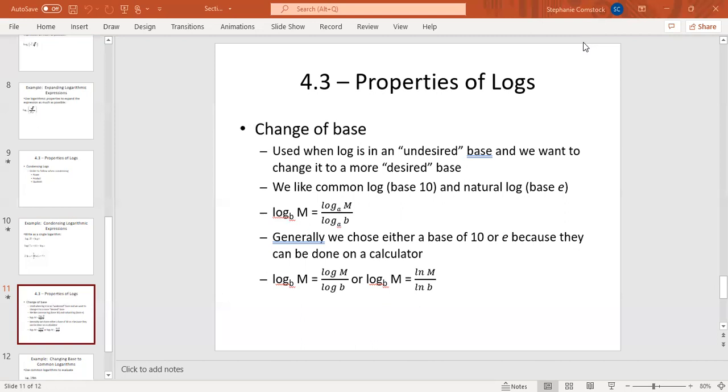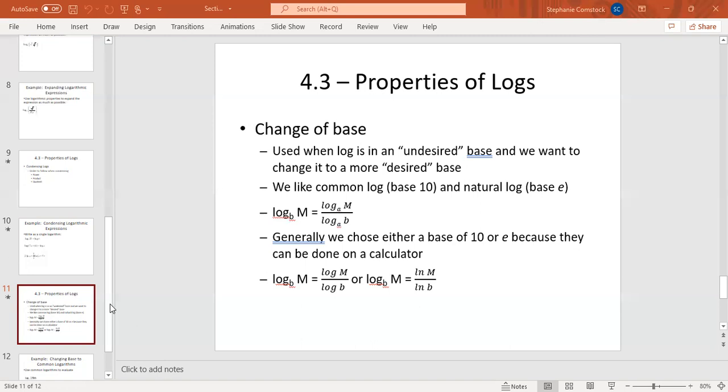So what the change of base formula says is if I have log base b of m, so b is this base that I don't particularly care for, then I can rewrite that as log base a of m divided by log base a of b. So I'm using the m and the b for the stuff that I already had. Now, generally, we're going to be choosing either base 10, common log, or base e because we can do them. So rewritten, log base b of m equals log m over log b, or we can do log base b of m is natural log of m over natural log of b.